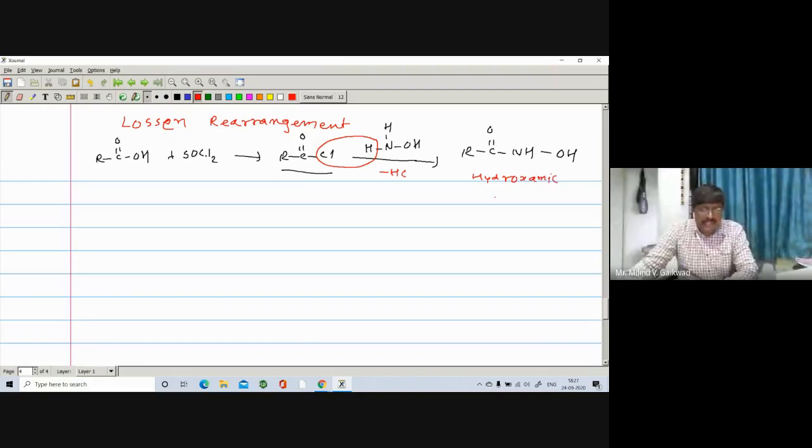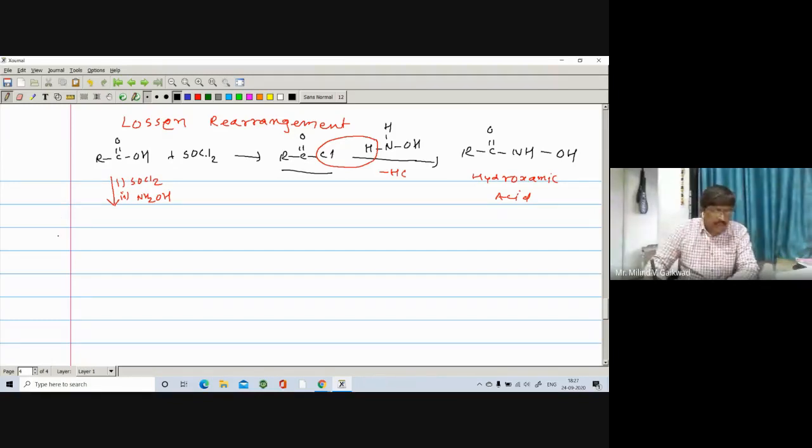Hydroxamic acid. Now these are starting compounds. Actually, we start from the acid. We convert the acid into an acid halide, then into hydroxamic acid. So here we can also say that the first reaction is with SOCl2 and the second reaction is with NH2OH, and you get the corresponding same compound, that is this one.